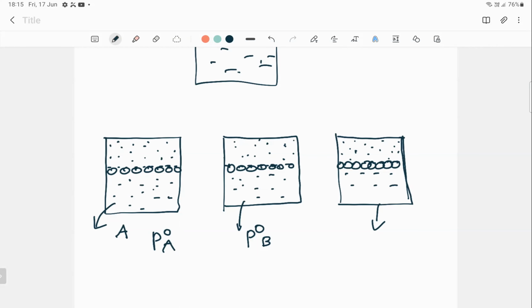Why is it having less vapor pressure? Because less surface area is present. Once you are intermixing your solute and solvent, this will be occupying more surface. So the surface area available will be less and its vapor pressure will be reduced. This is known as lowering of vapor pressure. That is a topic in your NCERT textbook.